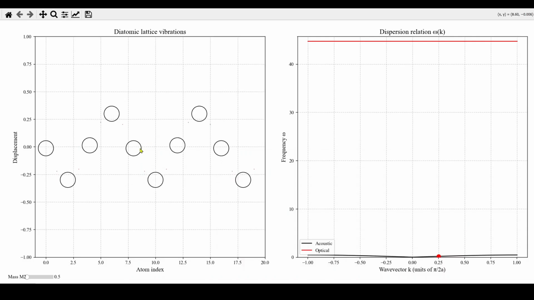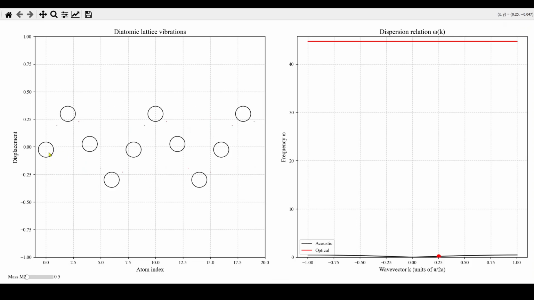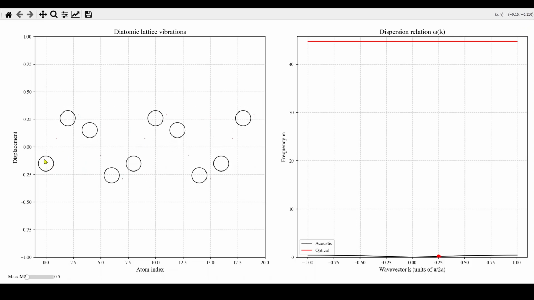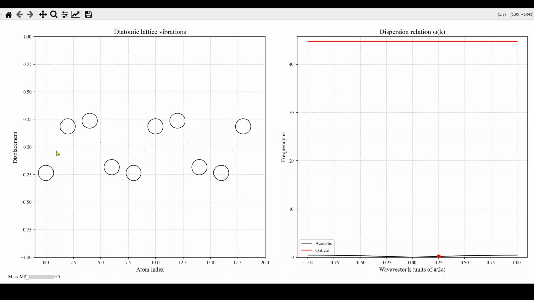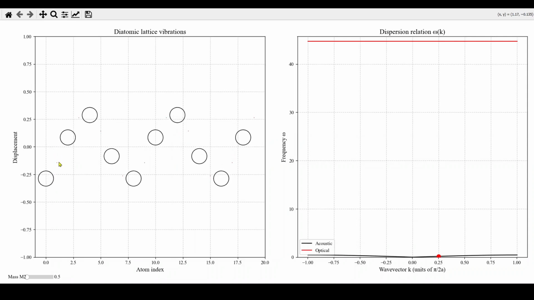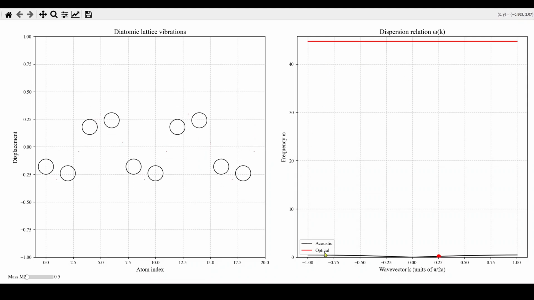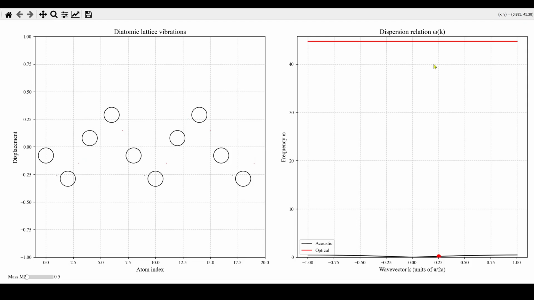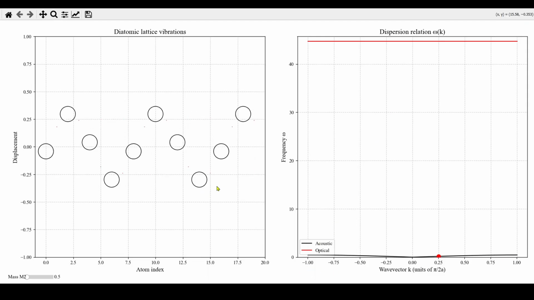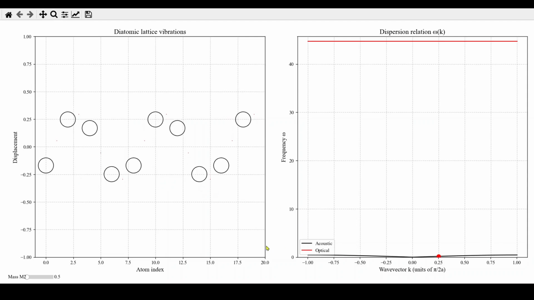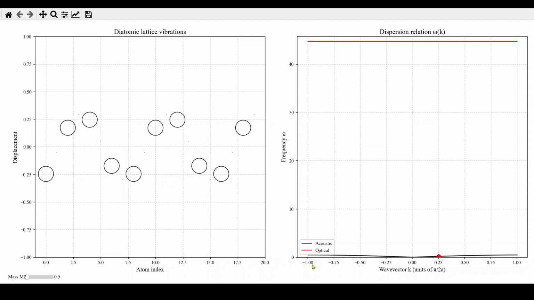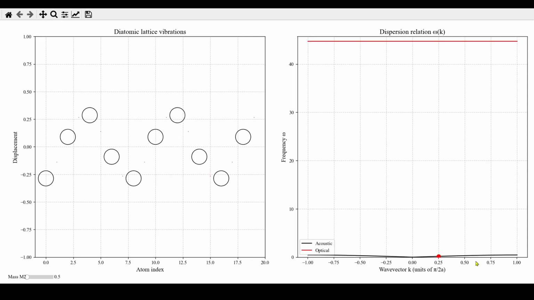Now let's see what happens when the capital mass M is very large compared to the smaller mass. Here the smaller mass is so small that you can't even see it, right? Then in that case, the optical branch becomes a flat line parallel to the k-axis, and the acoustical branch coincides with the k-axis.